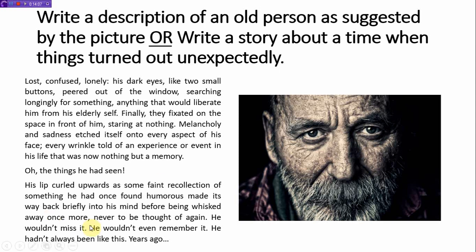I hope you can just see my cursor. So here we've got the repetition of he wouldn't miss it, he wouldn't even remember it, he hadn't always been like this. So we've got 3 sentences which are quite similar and all develop on the point, but by repeating that structure it's quite effective. Now if every single sentence throughout this started with he, so he was lost, he was confused, he was lonely, his dark eyes, he fixated on the space in front of him, it wouldn't be as effective. But what we've got here is a mixture of different openers, as I said before.